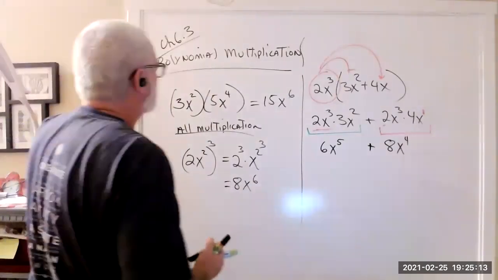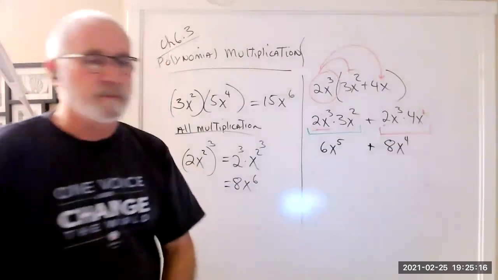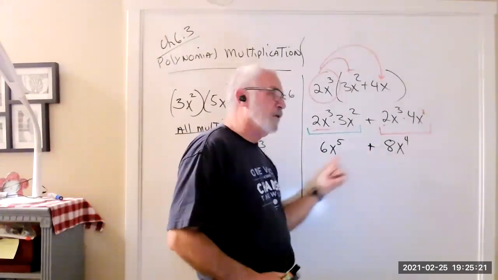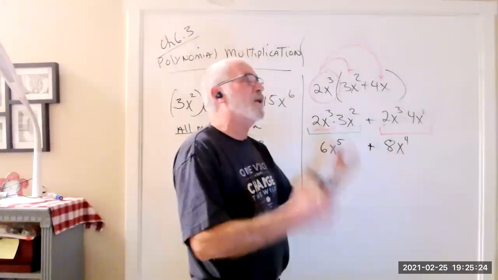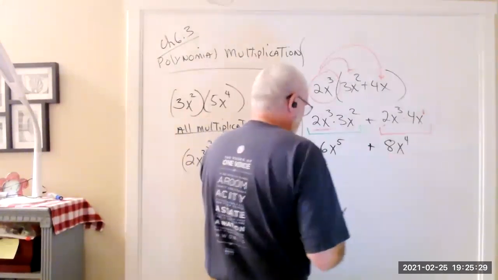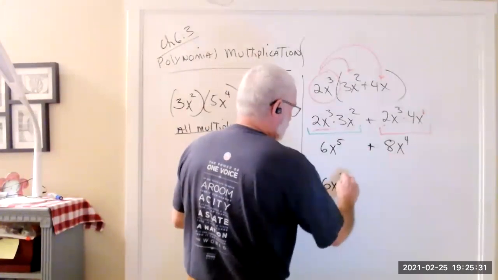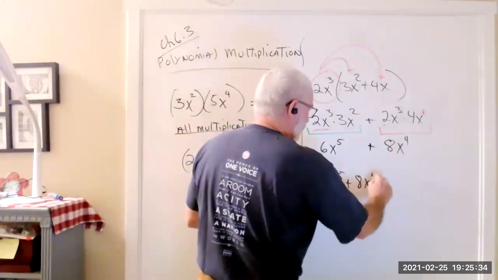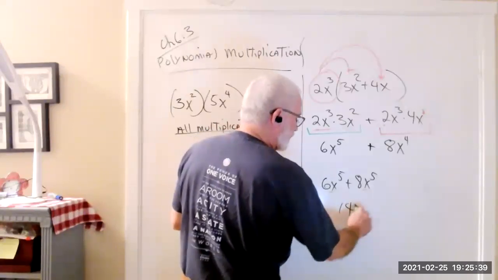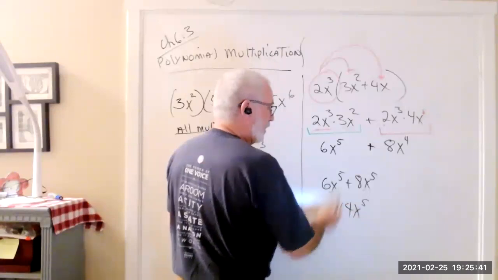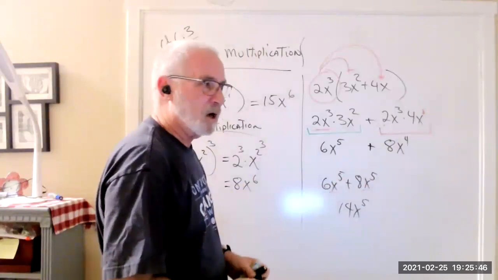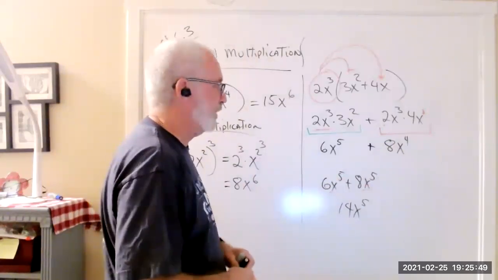Professor, do we still add the 6 and the 8? Good question. Thank you very much. No, you can't, because the only thing you can actually add is like terms. So if this, for example, had been 6x to the 5th and 8x to the 5th, then we could have added these and gotten 14x to the 5th. But because this is a 5th power and this is a 4th power, they're totally unlike, so you can't go any further than that.